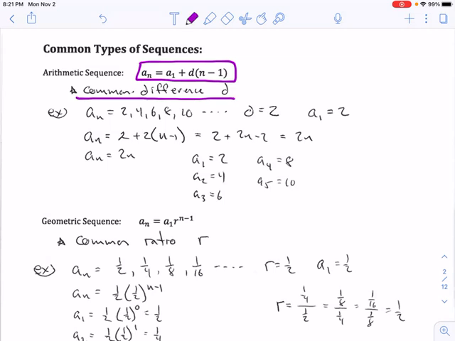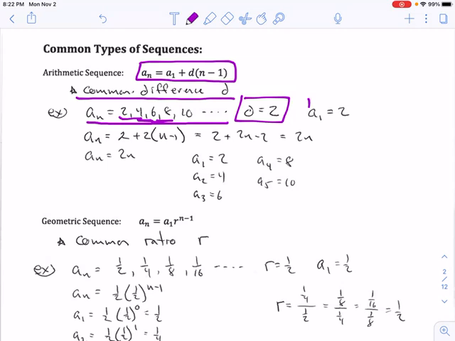from other sequences. So let's take a look at some examples to see exactly what we mean by that. So here we have a sequence. A sub n is equal to 2, 4, 6, 8, 10, on and on. Well, first of all, notice that there is a common difference between each term of the sequence. And we can find that out very easily by simply subtracting any two terms. 4 minus 2 is 2. 6 minus 4 is 2. 8 minus 6 is 2, etc. So the common difference, d, is 2. That means it is arithmetic.